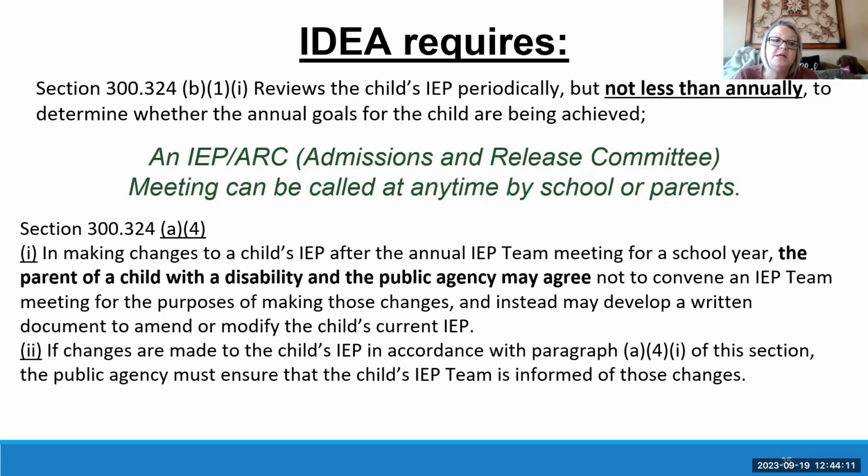And you should be notified in making changes to a child's IEP after the annual IEP team meeting for a school year. The parent of a child with a disability and the public agency may agree not to convene an IEP team meeting for the purpose of making those changes and instead may develop written documentation to amend or modify the child's current IEP. If changes are made to the child's IEP in accordance with this paragraph of the section, the public agency must ensure that the child's IEP team is informed of all of those changes.